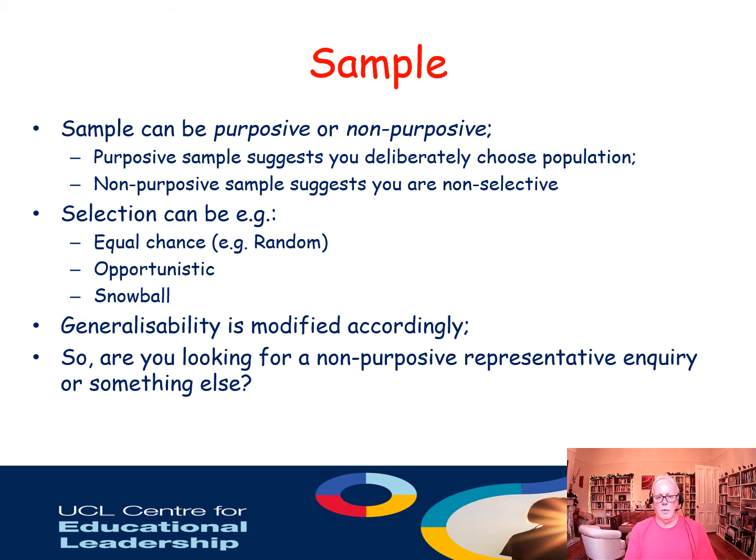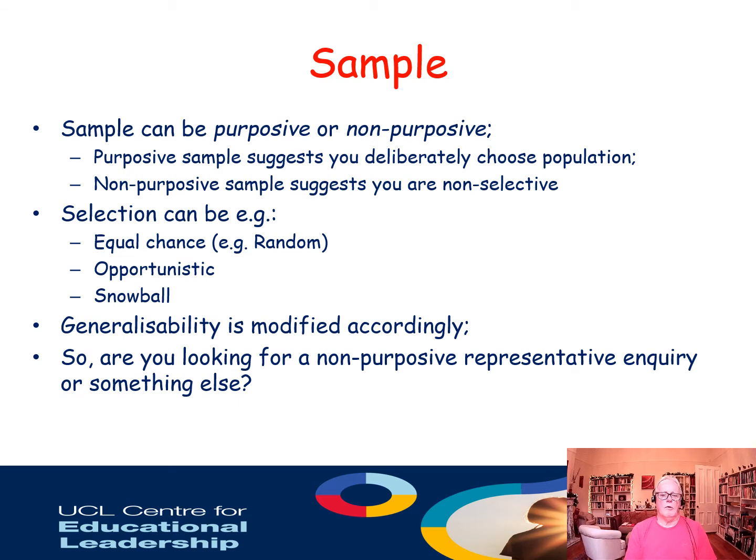have good reason. Okay? A non-purposive sample suggests you're not being selective, you're really going to go and select people out of the entire population. Okay? So the first phrase you come to is purposive or non-purposive. And then your selection, second bullet point, can be equal chance, so something like random. You could randomly pick, you could say every 4th name on the list, doesn't matter.